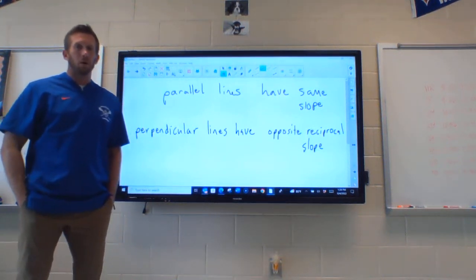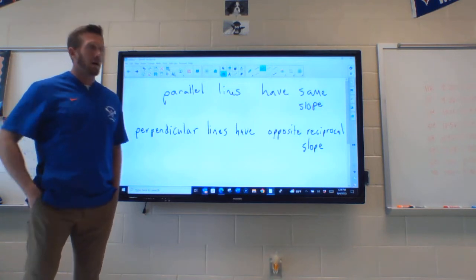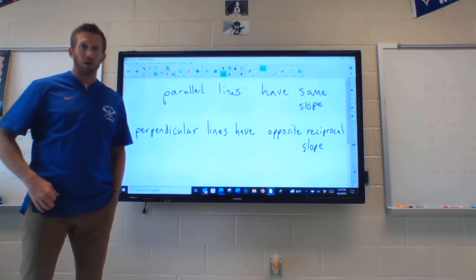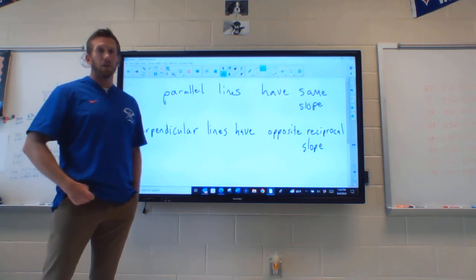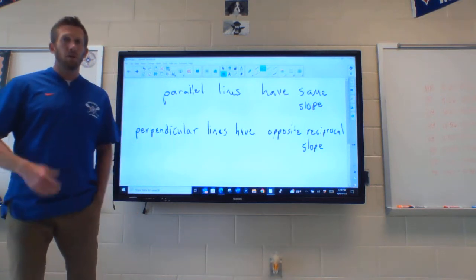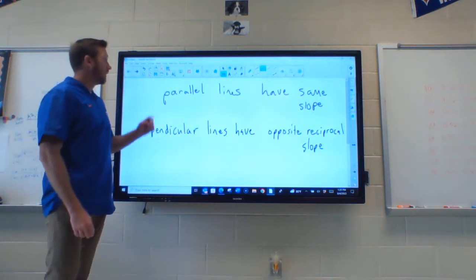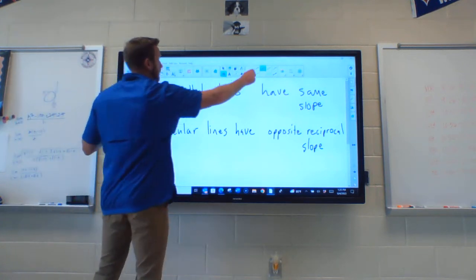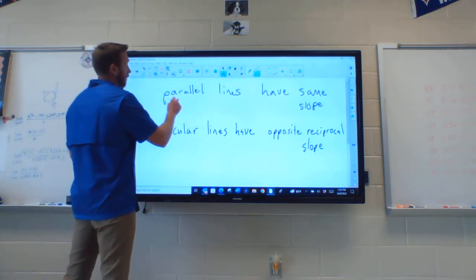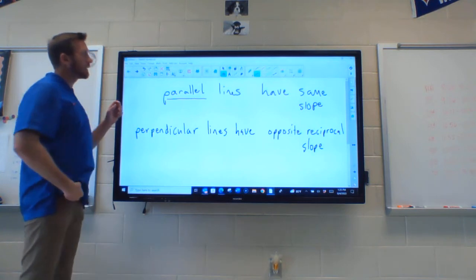Today we're going to talk about perpendicular and parallel lines. I'm just going to give you a brief introduction to this because it's kind of a review of stuff that we've already gone over. But write down these two sentences. This is the definition of the slopes in relation to parallel lines.